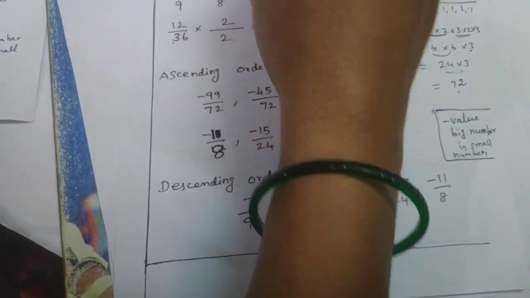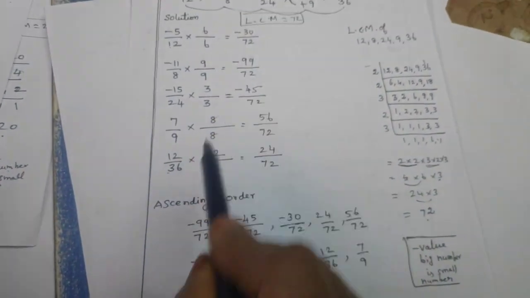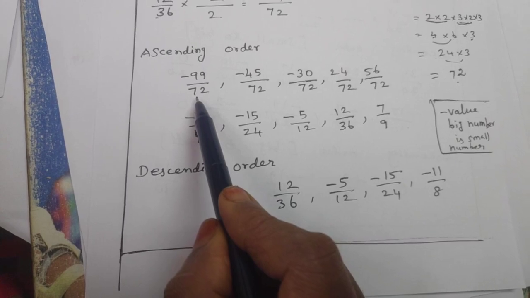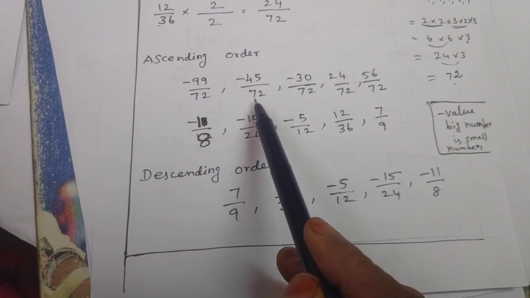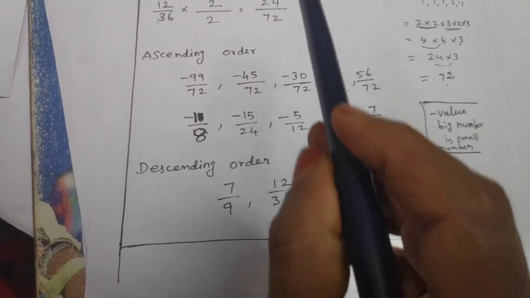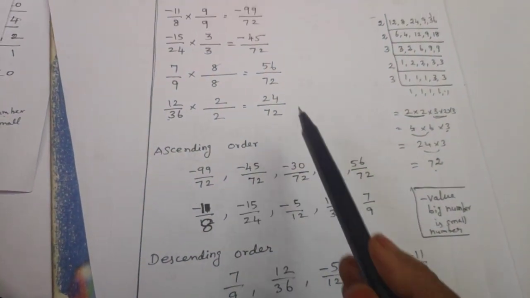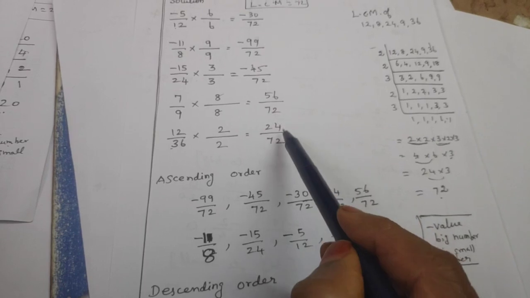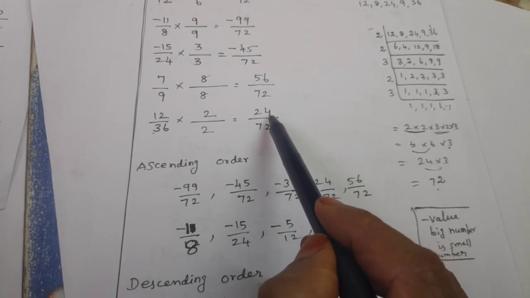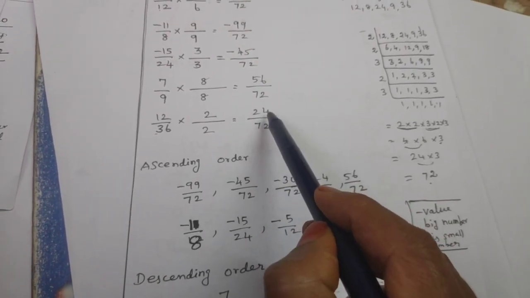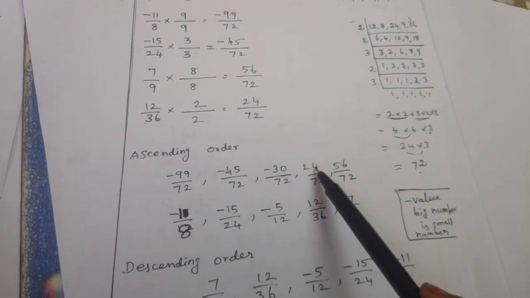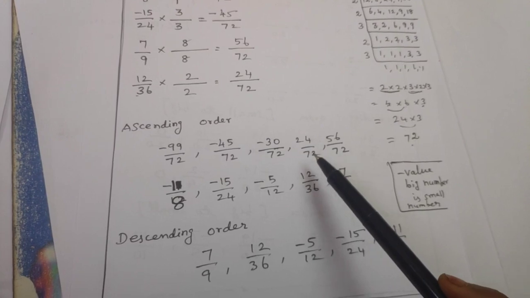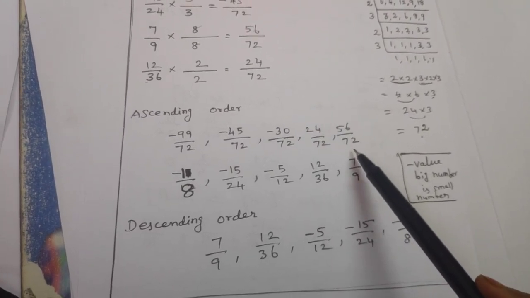So which is the big number here? Minus 99. So first write minus 99 by 72. Next minus 45 by 72. Next minus 30 by 72. These two numbers have no minus symbol, so 24 is the smaller number. 24 by 72, 56 by 72.